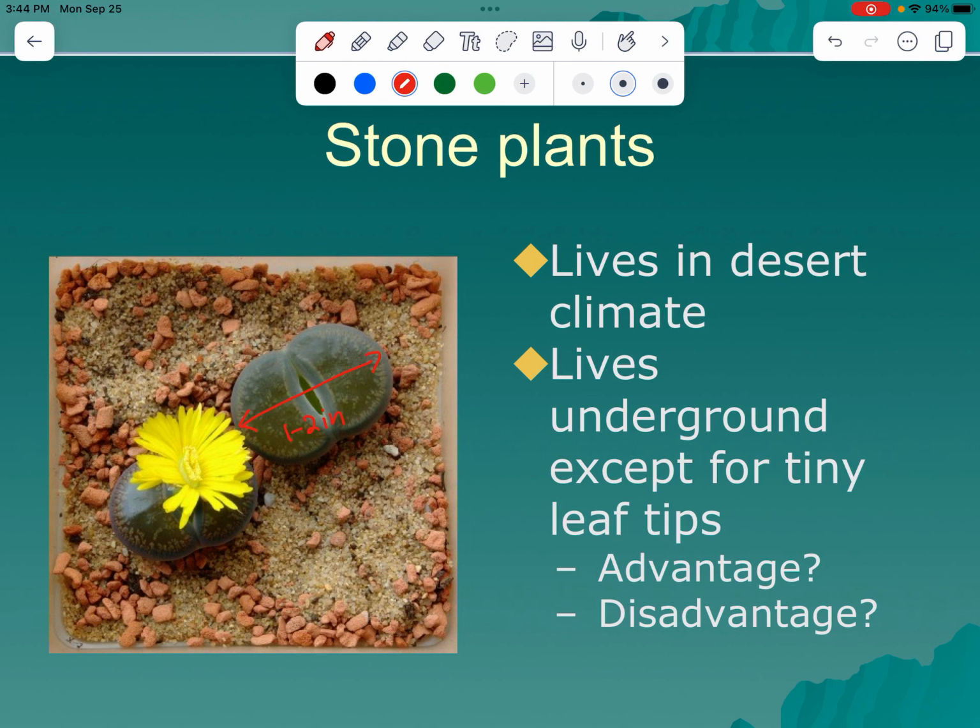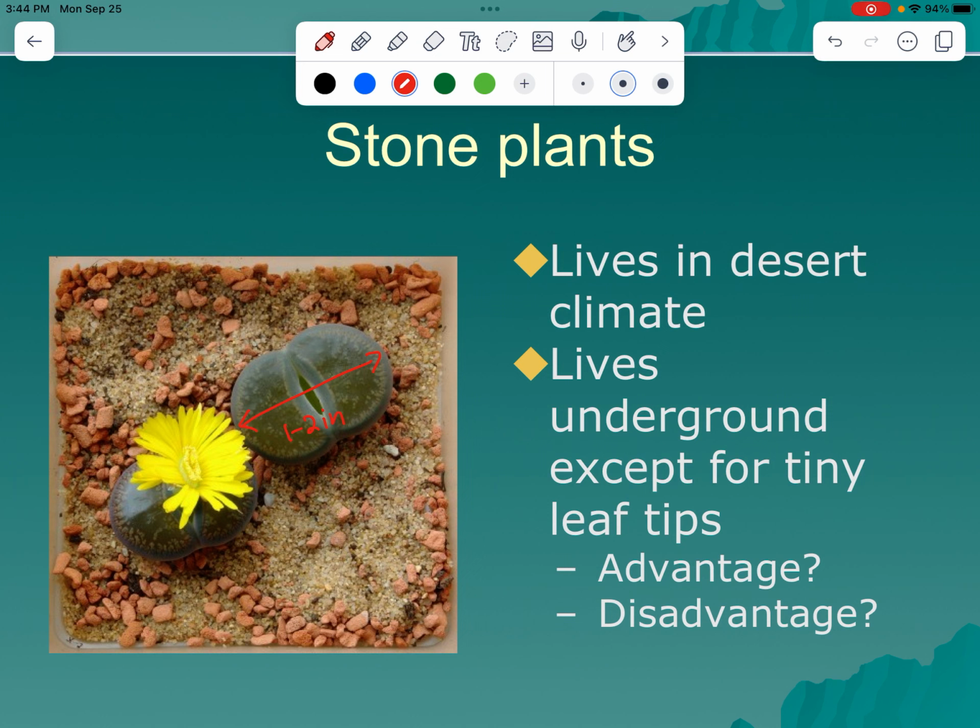So the vast majority of their plant structure is buried underground, except for these tiny leaves that are exposed to the hot, dry desert air. And this kind of structure has definite advantages and disadvantages. For example, the advantage will be that they can reduce water loss because their leaf surface area is so small.